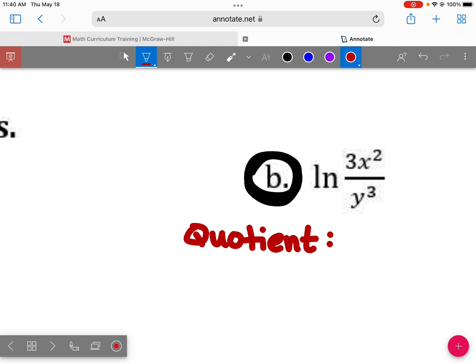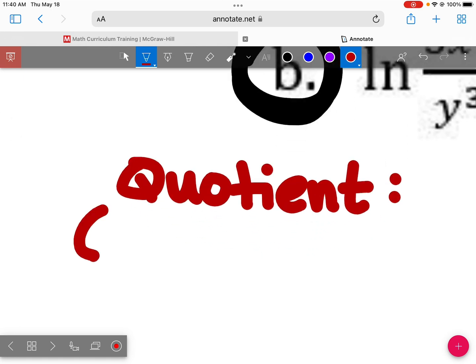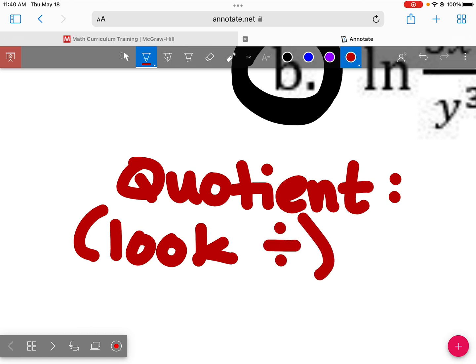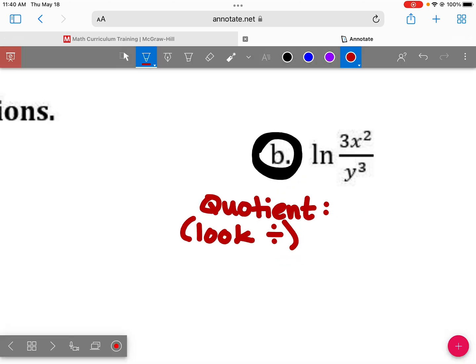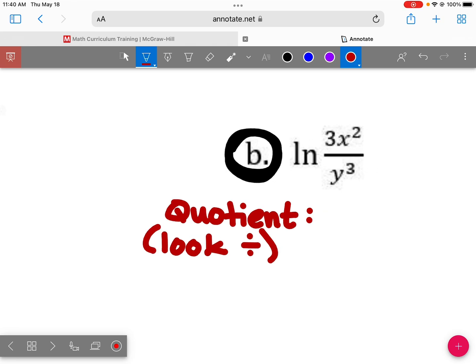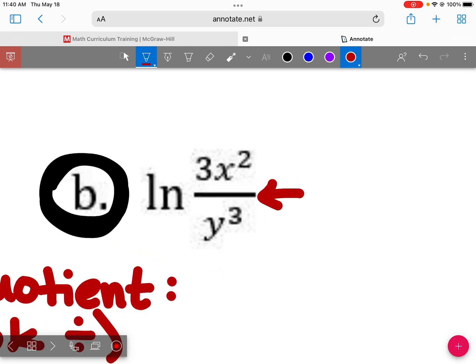When I'm going backwards, I'm going to look for division, and it will turn into subtraction. So now we're looking for division. Is there any division in my argument? Yes. Right here is my division.